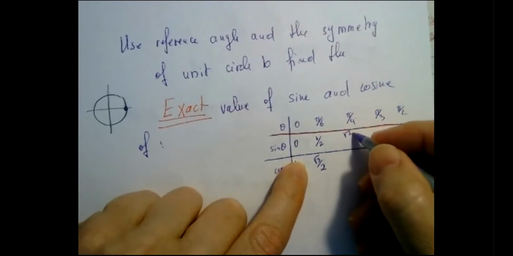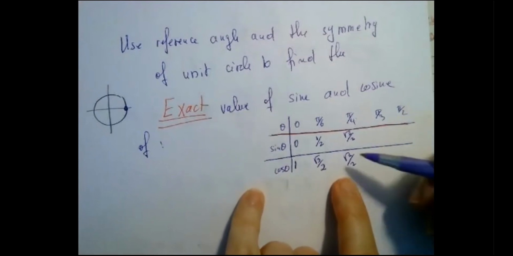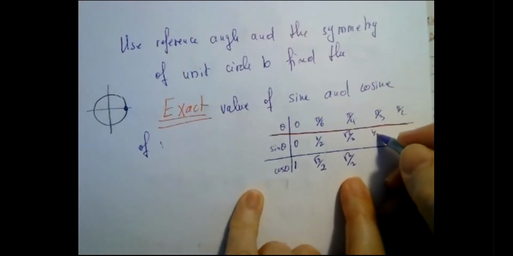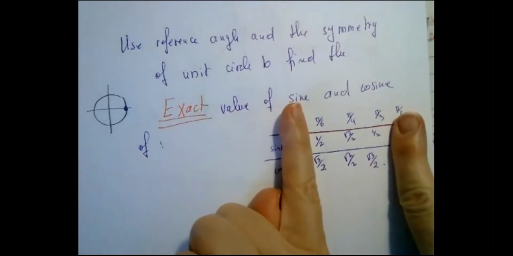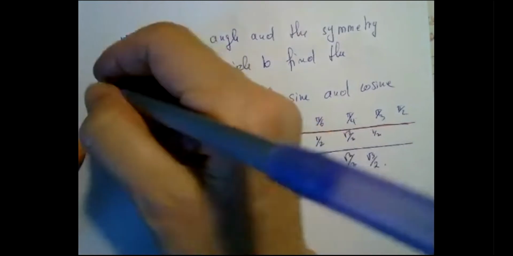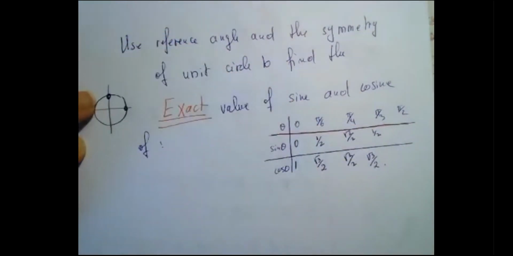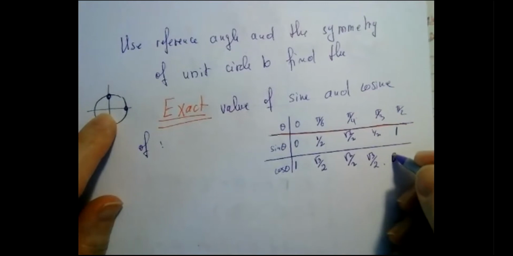Pi over 4 is this. That's the only thing you have to remember. Then to switch, this is a half. This is square root of 3 over 2. If you memorize those, you actually know a lot. Pi over 2, you go back. That's pi over 2. The sine is the y coordinate. The cosine is the x coordinate.